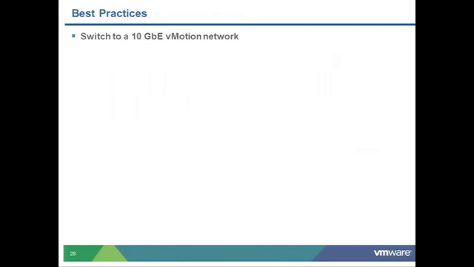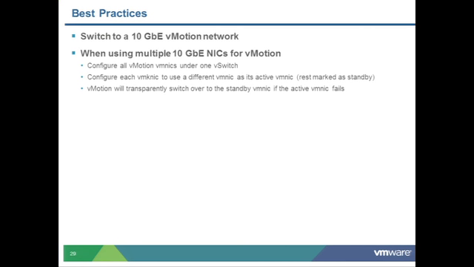So, I think we looked enough at the performance data. I also want to sum up some of the best practices based on all this performance data. If possible, if you have a 10 GB NIC, I think it's a good idea for you to switch to a 10 GB vMotion network. And if you want to further speed up vMotion duration, you should consider using multiple NICs.